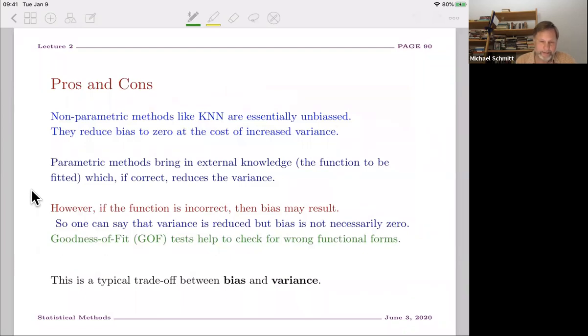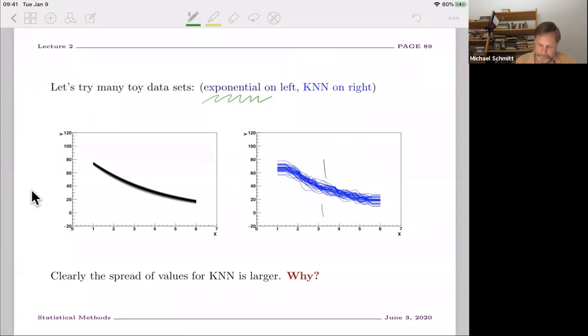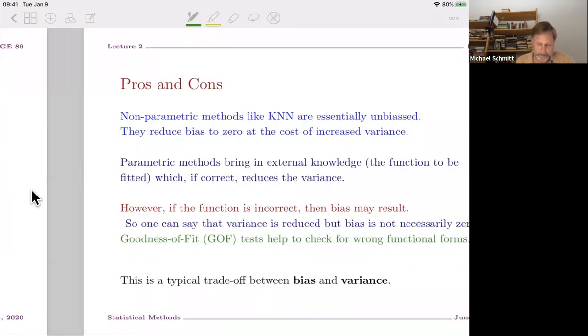You don't assume anything about which function to use, and you can show the bias reduces to zero, but you have a larger variance, right? The spread here, that's the variance, that spread is definitely bigger than over here.